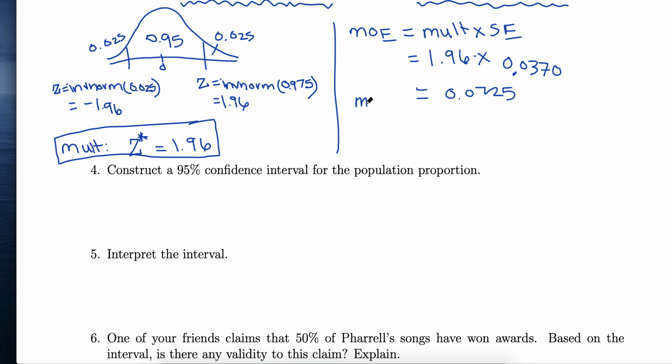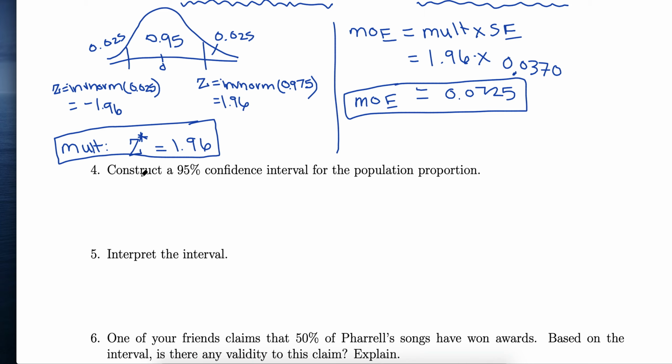Okay, so we've answered both parts of our question here. We've figured out our multiplier that gives us 95% confidence was 1.96. Always make sure you use the positive version of that z-score. The margin of error is 0.0725.